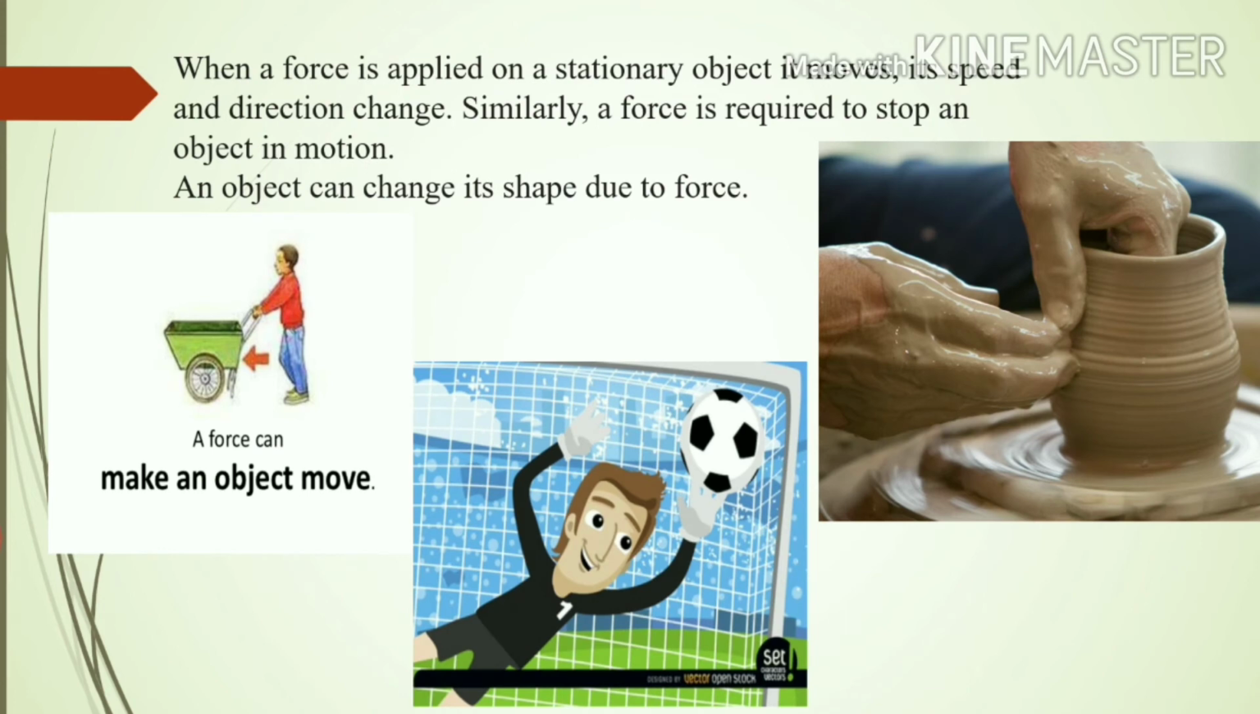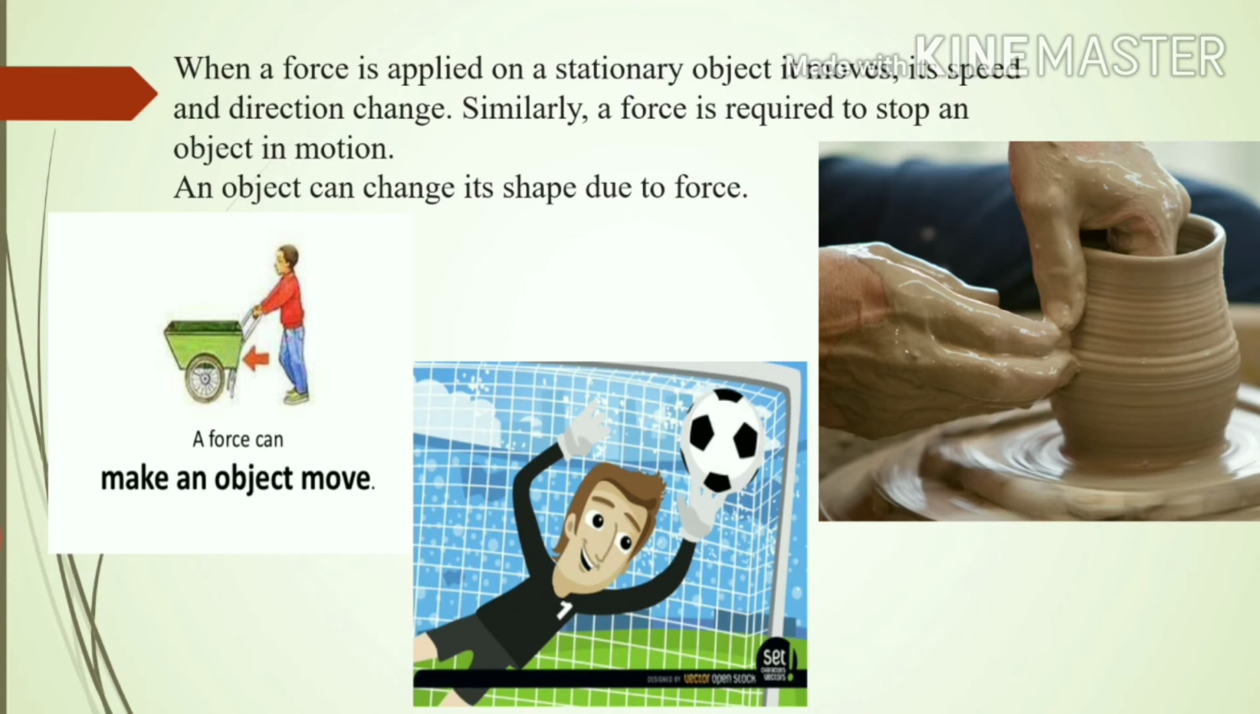When a force is applied on a stationary object, it moves. Its speed and direction change. In the same way, a force is required to stop an object in motion. An object can change its shape due to the force.